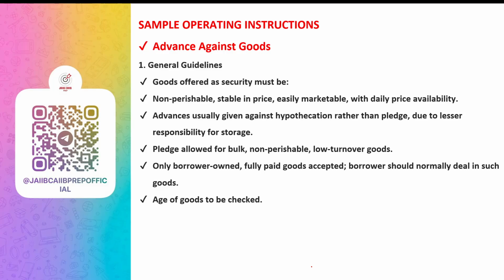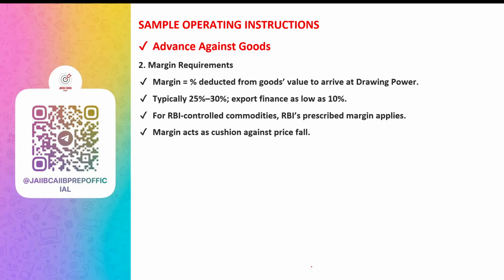Advance is usually given against hypothecation rather than pledge. So what is pledge and what is hypothecation? In a pledge, banks take physical possession of goods, so they are more secure. In hypothecation, the borrower keeps the goods. So the bank has a legal charge over them, but the goods stay with the borrower. So banks take margin requirements.